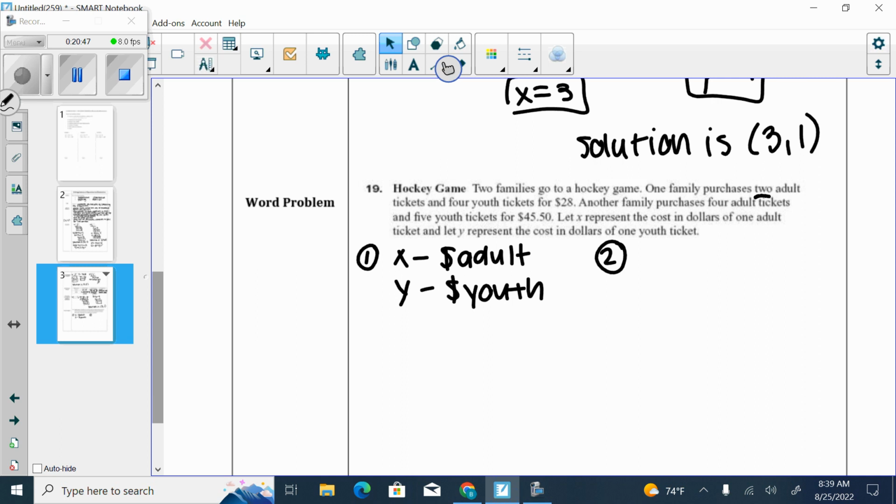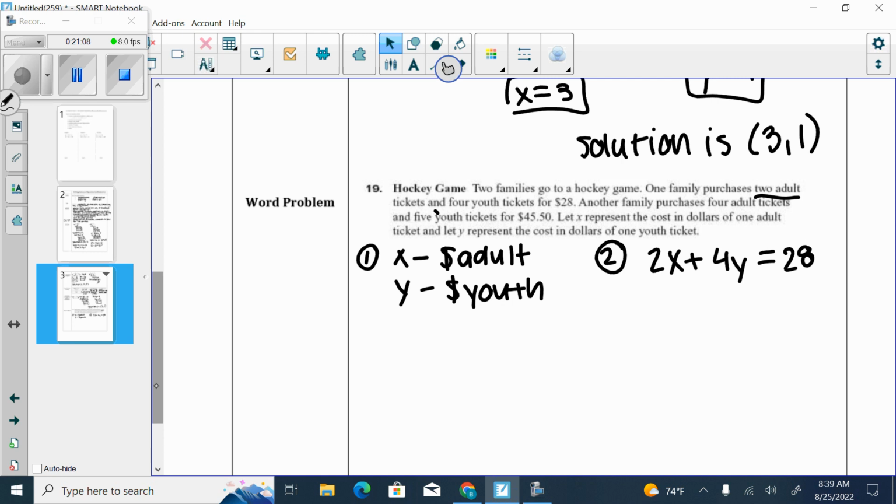Right. 2 adult, which we said is represented by X, so 2 of the adult tickets, and anytime we see that word and, we know we're using addition. 4 youth, Y is representing youth, cost them a total of $28.